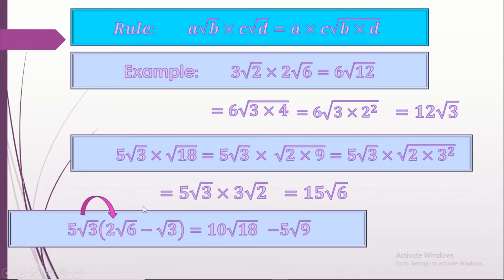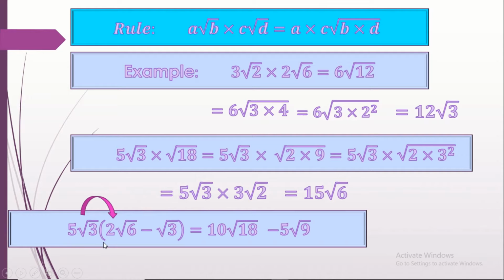Another example which is also very important. 5 radical 3 into 2 radical 6 minus radical 3. As you see here, we have parentheses. We have nothing between them, so it's times. Well, whenever we have parentheses, we should multiply all the terms in these parentheses by the number outside. So 5 radical 3 should be first multiplied by 2 radical 6, then by radical 3. Now let's start multiplying it.